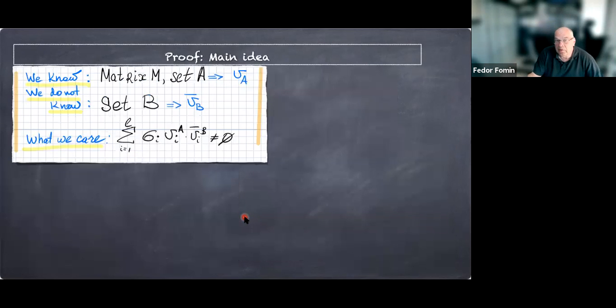Yeah. So then what do we know? We know the matrix M for sure, right? We know the set A, so definitely we can construct all vectors V_i. What we don't know is the set B, because the set B is something which we should react to, for every set B of size b. So this is what we don't know, and the vectors V_B bar are also something we don't know. But what we really care about is whether this sum is 0 or not.